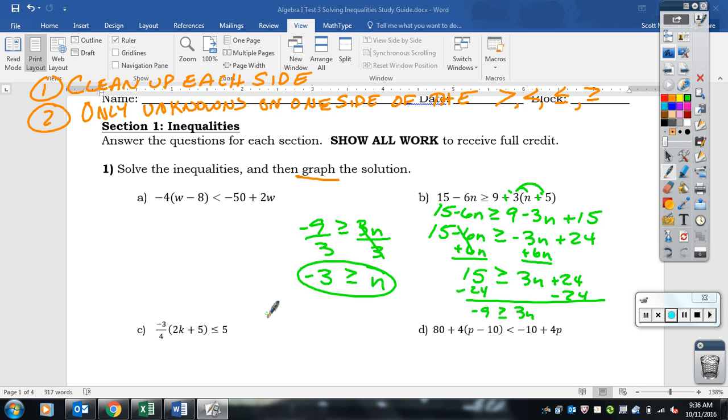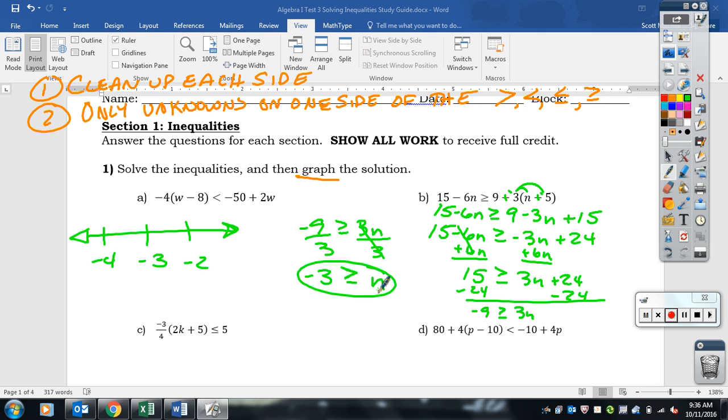A lot of you guys get confused when you graph this. Some of you were taught to just look at the symbol and go, oh, it's the way the arrow points. No, it is not. Do not graph it that way. You're graphing what the variable is.